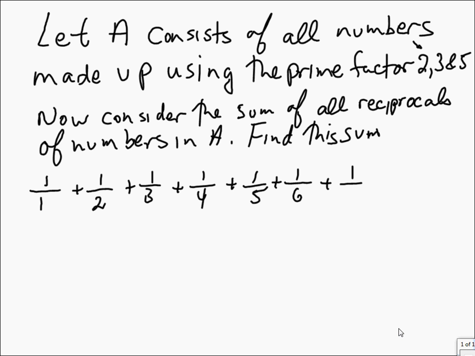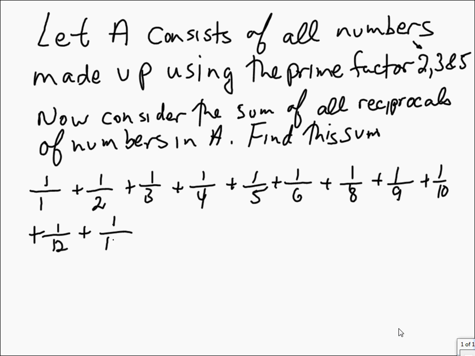7 is not in A because you can't use the prime factors 2, 3, and 5 to generate 7. But 1 over 8 is certainly allowed because 8 is 2 cubed. 1 over 9 is allowed because 9 is 3 squared. 10 is allowed because it's 2 times 5. 11 is not allowed, but 12 is. 12 is 4 times 3, or 2 squared times 3. 13 is not allowed. 14 is not allowed because it uses the 7.